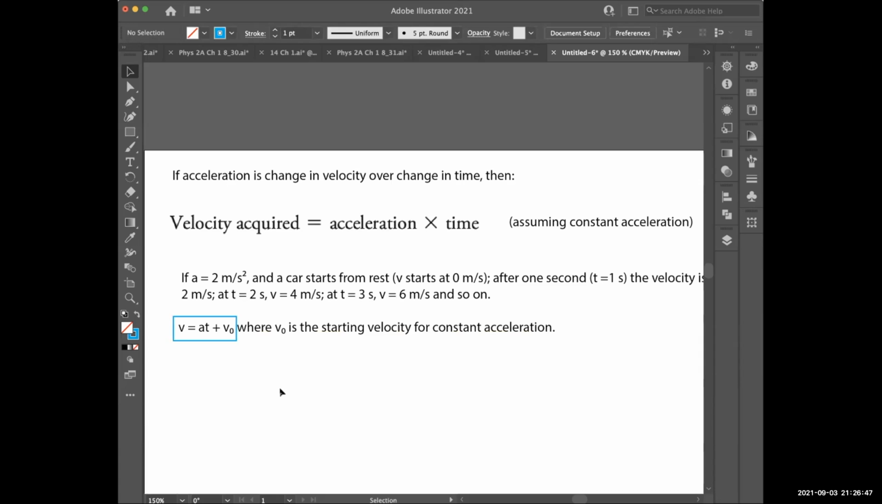Yes, Timothy. Professor, why is it squared, like the a equals 2 meters per second squared? It's a good question, Timothy. Where does the square come from? Does anyone happen to know? It's a very good question. Why is it per second squared?